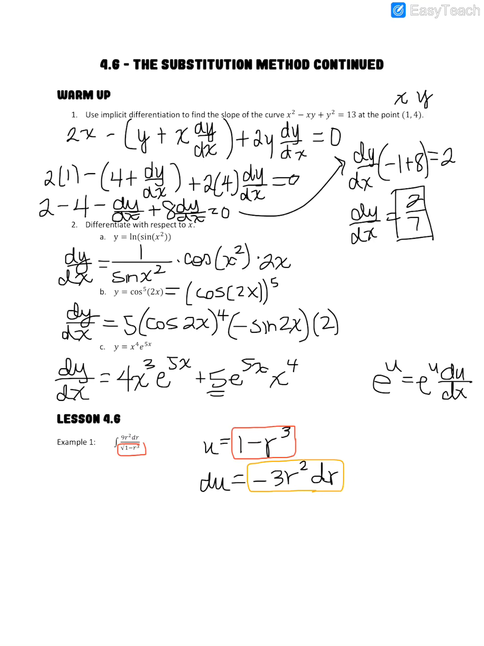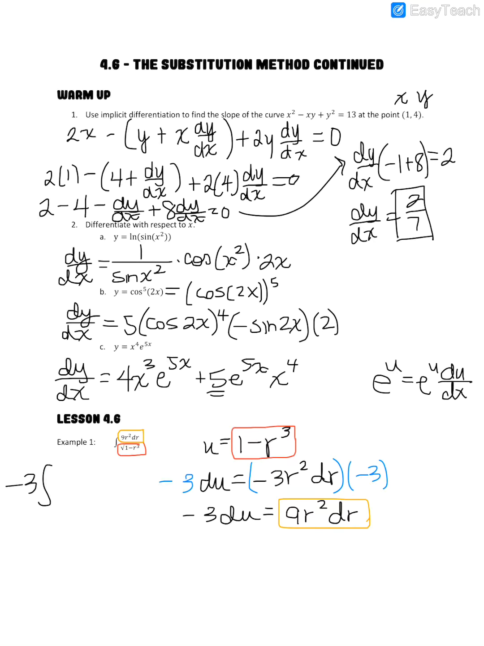Well, I want it to be a 9, so I'm going to multiply it by negative 3. Have to do that on both sides, though. Okay, so negative 3 du is 9r squared dr, and now that is exactly what I want for my substitution. So what that means is when I substitute, I'm going to need a negative 3 out here. That's coming from that, okay?